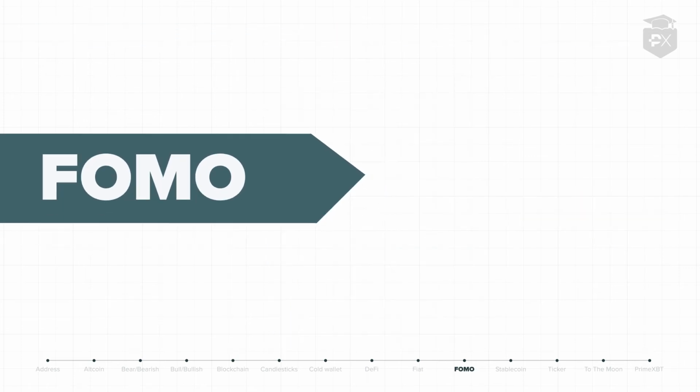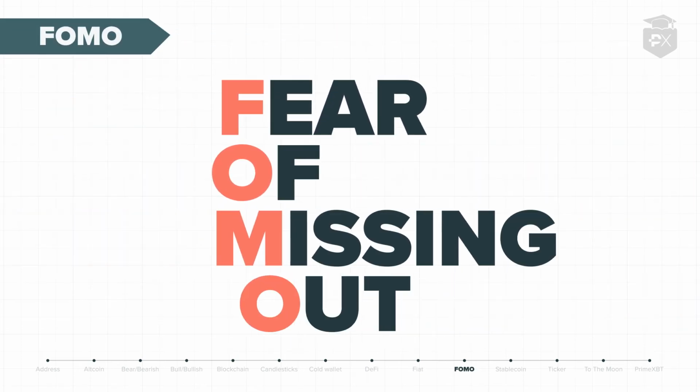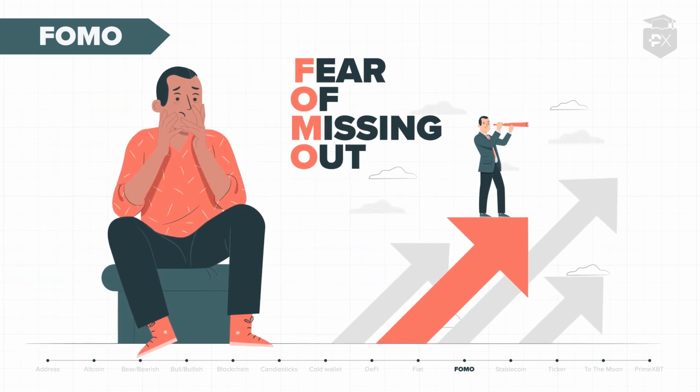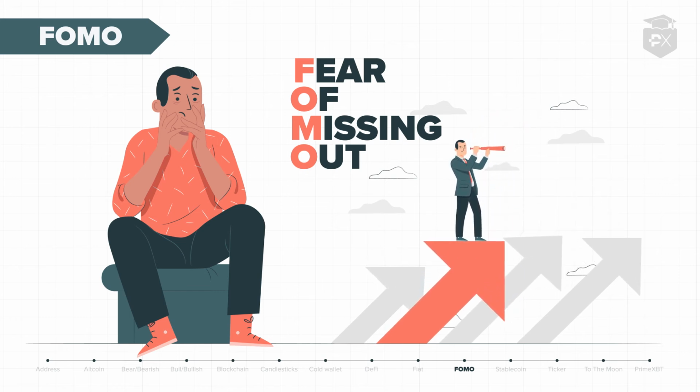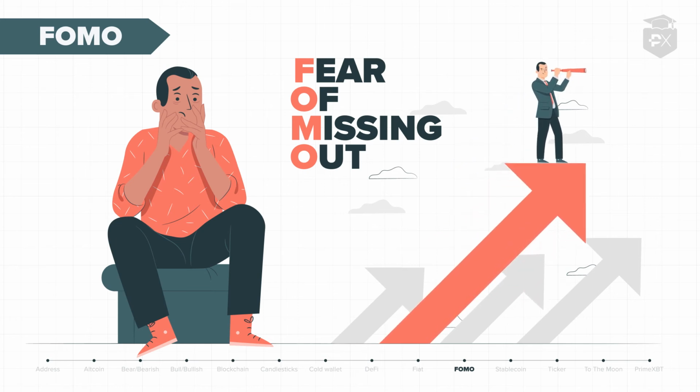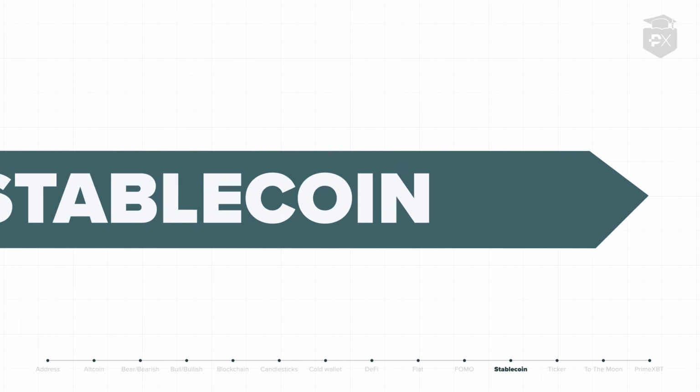FOMO. FOMO stands for fear of missing out. In the context of financial markets, it refers to a fear of missing out on a lucrative trading opportunity. This feeling most frequently occurs when an asset rises in value significantly and people rush into buying it.